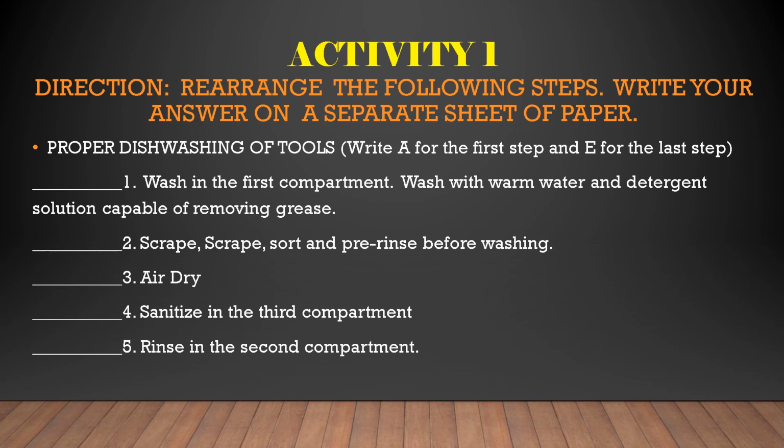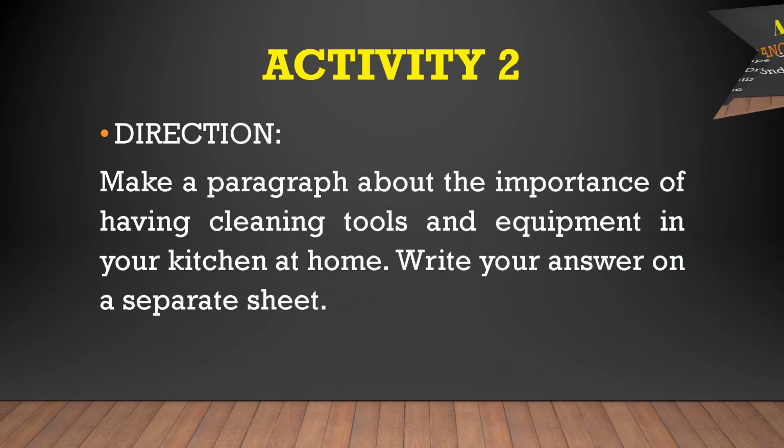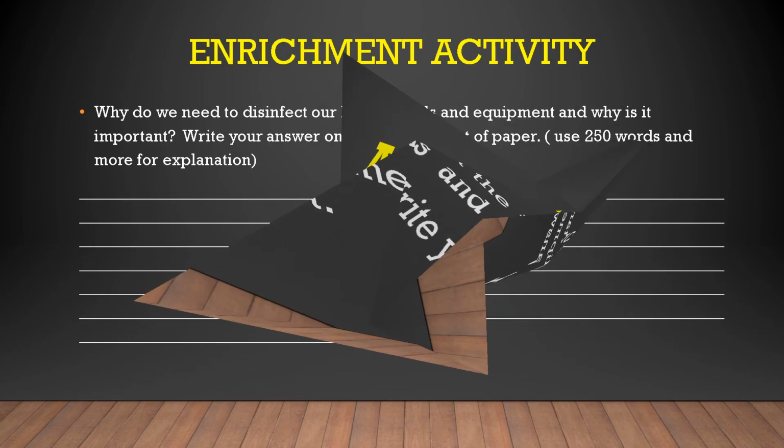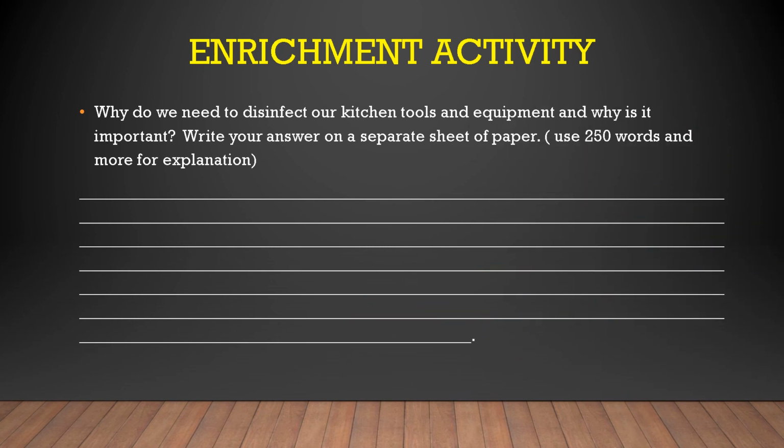So next is activity 2. The direction, you have to make a paragraph about the importance of having cleaning tools and equipment in your kitchen at home. You have to write your answer on a separate sheet of paper. So this is your enrichment activity. You have to explain and use 250 words for this. So why do we need to disinfect our kitchen tools and equipment, and why is it important? So you have to write your answer on a separate sheet of paper.